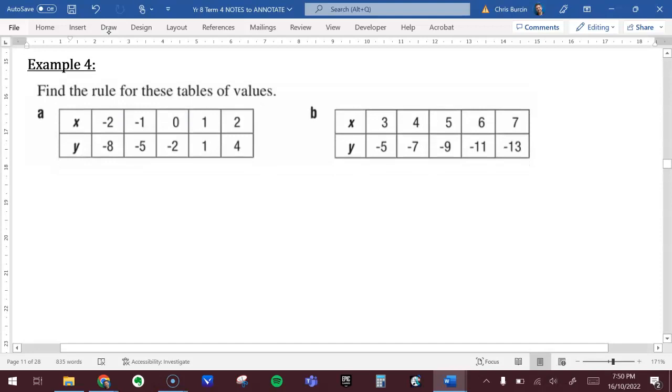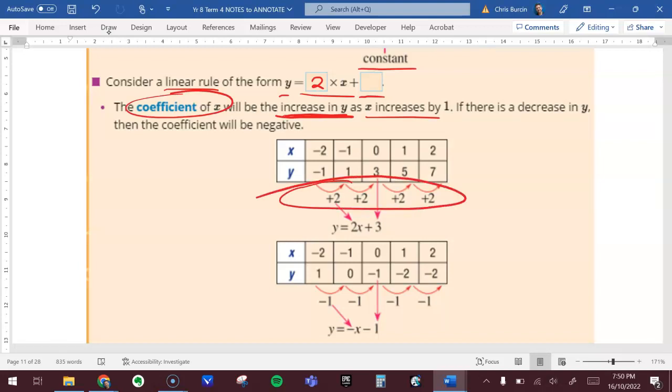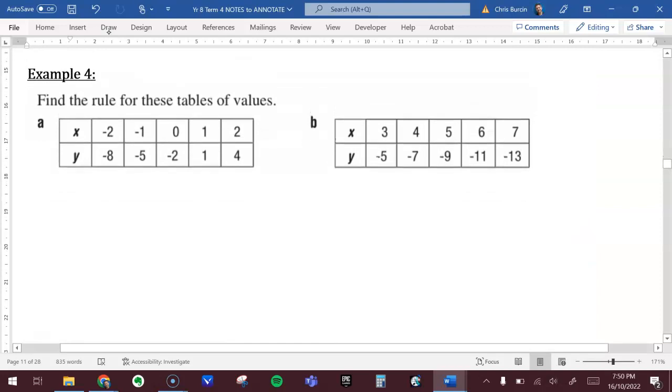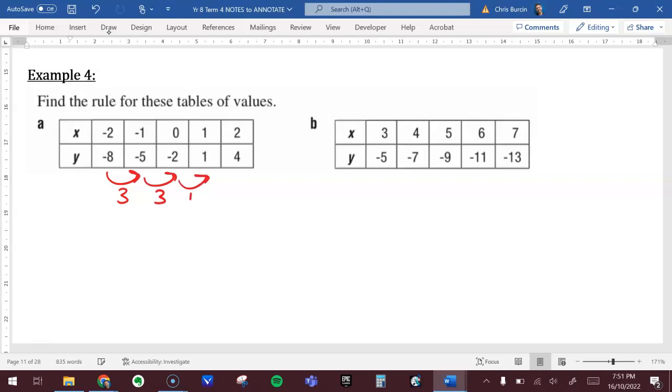The first thing we want to find is the coefficient of x. We find that by the increase of y when we know x increases by 1. From -8 to -5, we are going positive 3. From -5 to -2, that's another positive 3. From -2 to -1, look, I wrote a positive just to be sure. So we're looking at a 3 here.